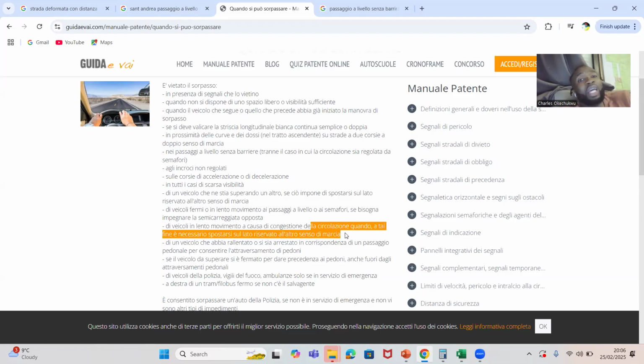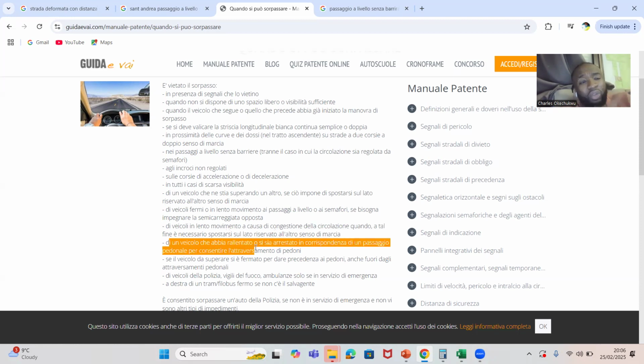Watch, don't overtake vehicles that are going slow because of traffic hold up. Your aim would be to go out of your lane and enter the lane reserved for the opposite direction. Don't do such a thing. It is forbidden to overtake un veicolo che abbia rallentato. Don't overtake a vehicle that has slowed down.